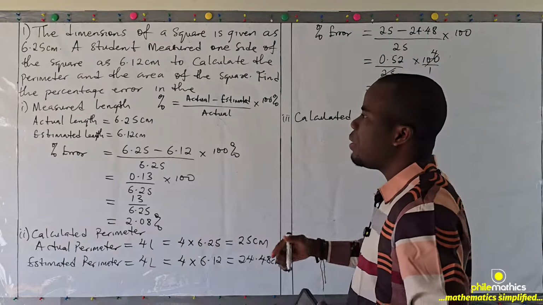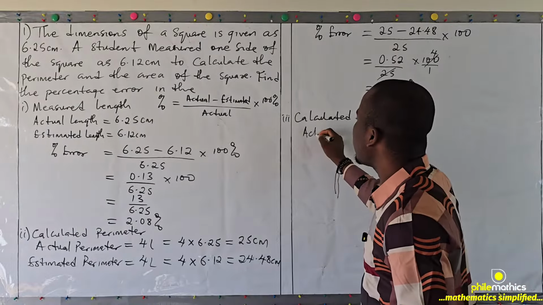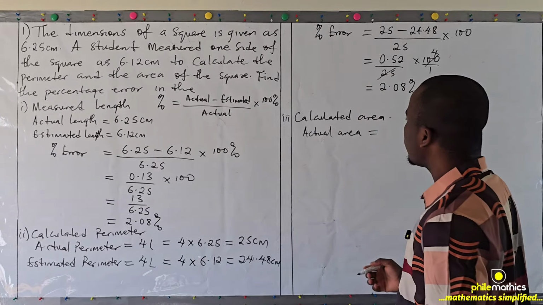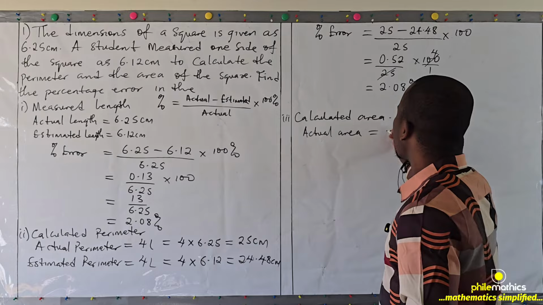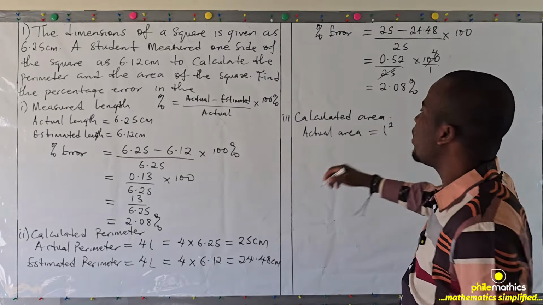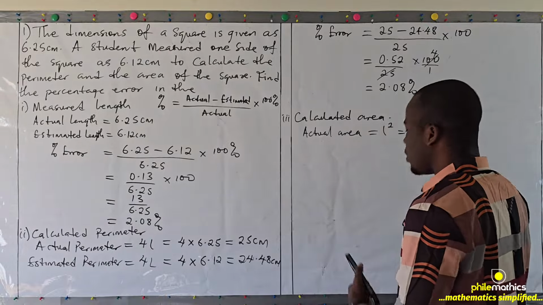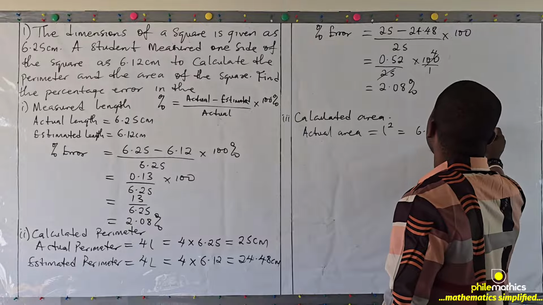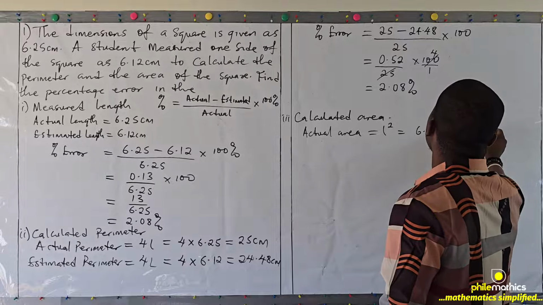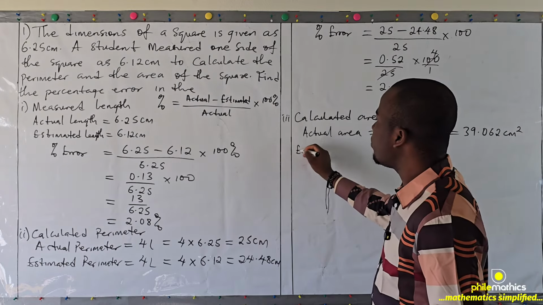So let's look at the percentage error in the calculated area. So we'll do again the actual area. Recall the formula for area is the length squared, so L squared. And so for the actual length, this will be 6.25 squared. And if we square this, it is 39.0625 centimeter square.